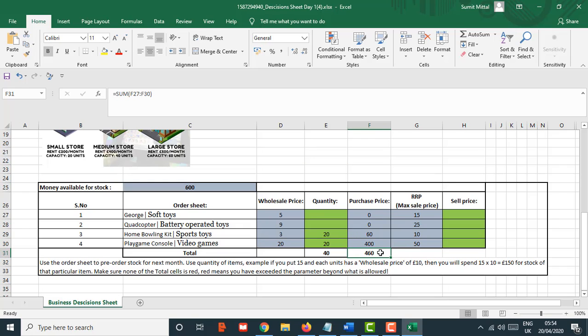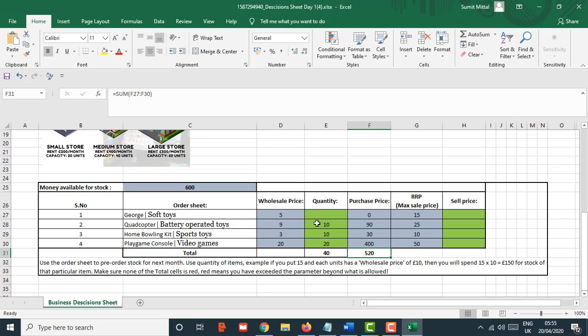Now you'll notice that I am using £460 to purchase stock, but I actually had £600, so I'm not utilizing my full budget. Let's say I wanted to utilize it a bit more. Let's say I buy 10 units more and reduce this by 10 units. Now because that is a more expensive toy, that brings me closer to my money available. And let's say I'm happy with this.